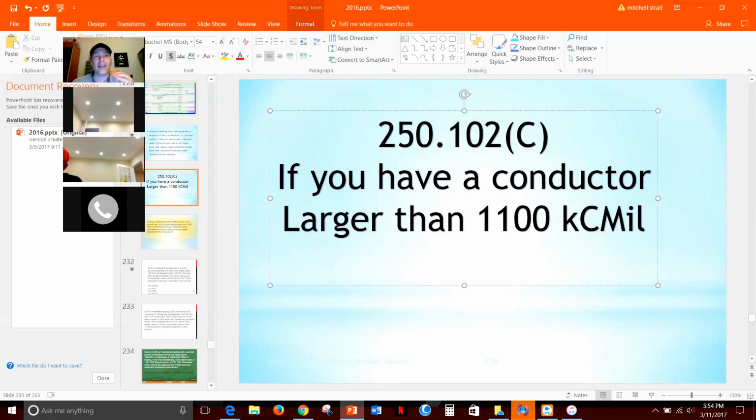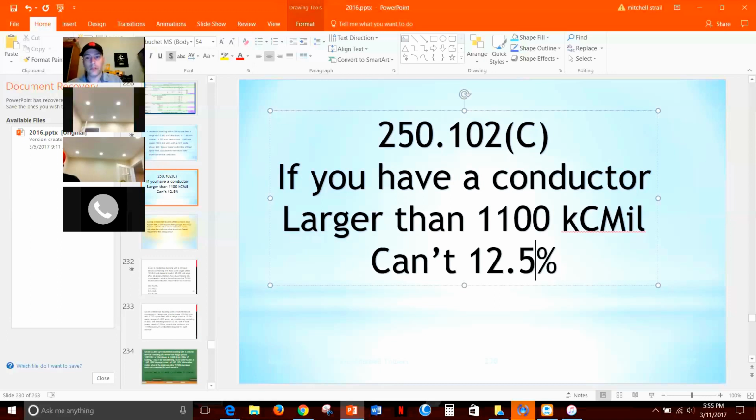This table actually has a math problem in note 1 that has to do with sizing conductors that go off that table, basically. In other words, if I have a conductor larger than 1100 kcmil, I have to do a little bit of math to it, and then it can't be less than 12.5% of that largest ungrounded conductor. So in other words, I may have a 2000 kcmil conductor, and I would actually have to do the math of 2000.